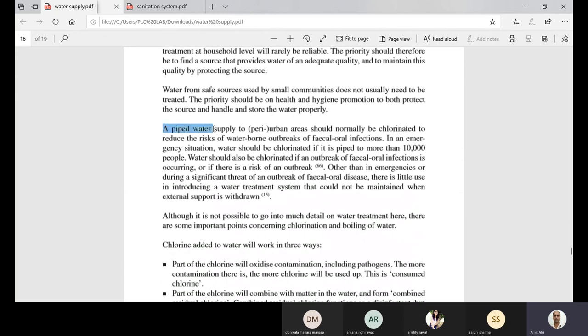Piped water supply should normally be chlorinated to reduce the risk of waterborne outbreaks. In an emergency situation, water should be chlorinated if it is piped to more than 10,000 people. Water should also be chlorinated if an outbreak of fecal-oral infection is occurring. Meaning if diseases are spreading, it is very important to maintain the quality of the water being supplied to the area where the diseases are spreading.